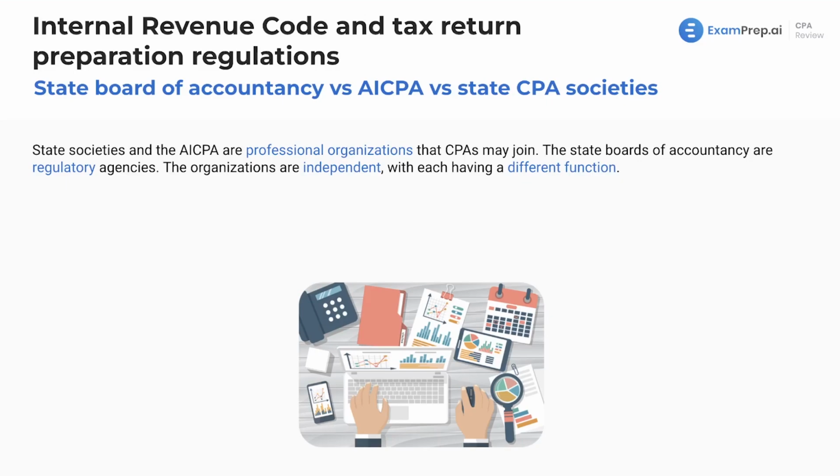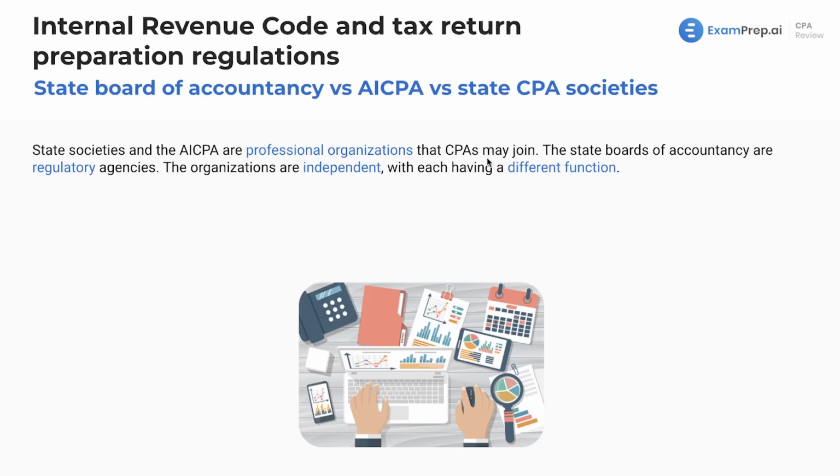Well, first off, let's talk about the state boards of accountancies versus the AICPA versus state CPA societies. Now, state societies such as the California State of CPAs, the Oklahoma State Board of CPAs, or the South Dakota State, there's 50 of them, right? I believe there's also for Puerto Rico and Guam and all the other U.S. Territories. So state societies and the AICPA, these are professional organizations that the CPAs may join.